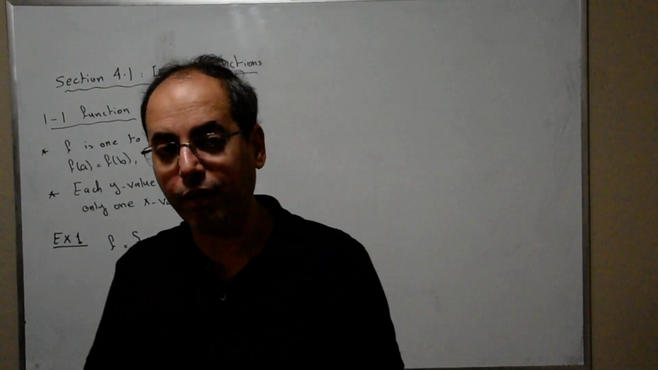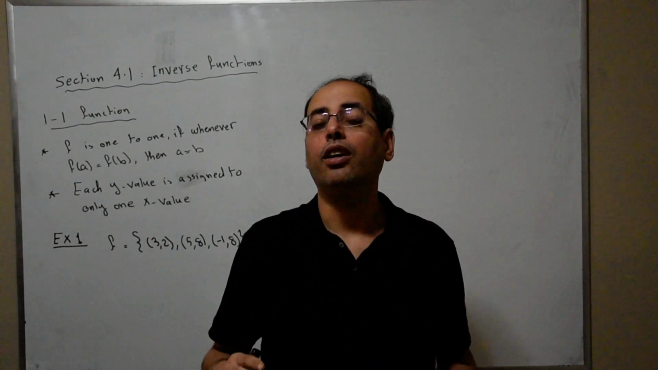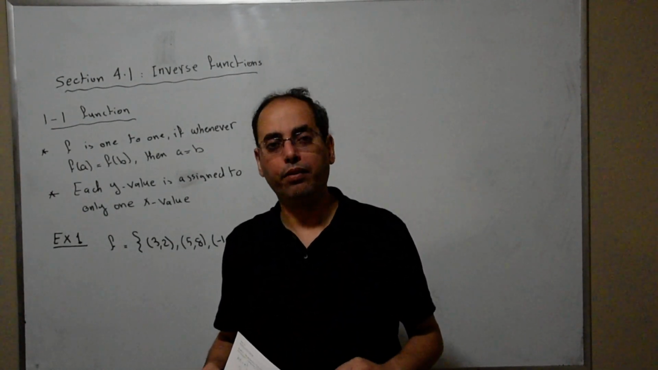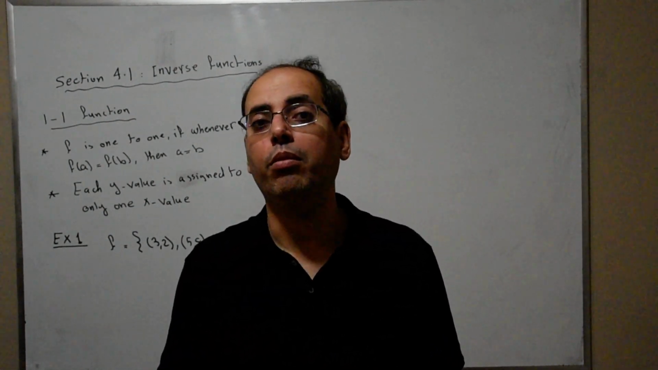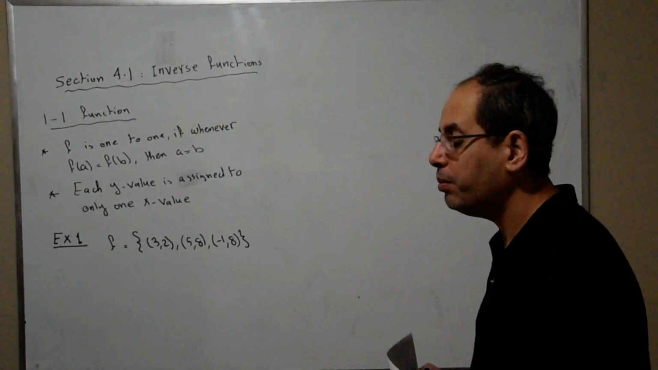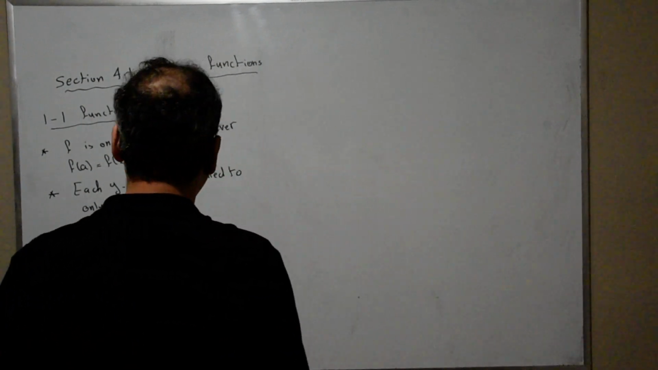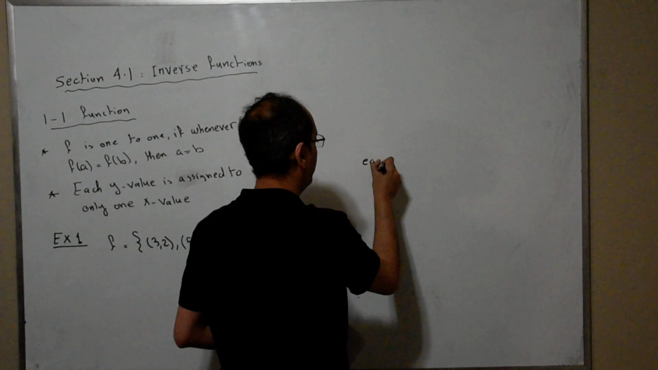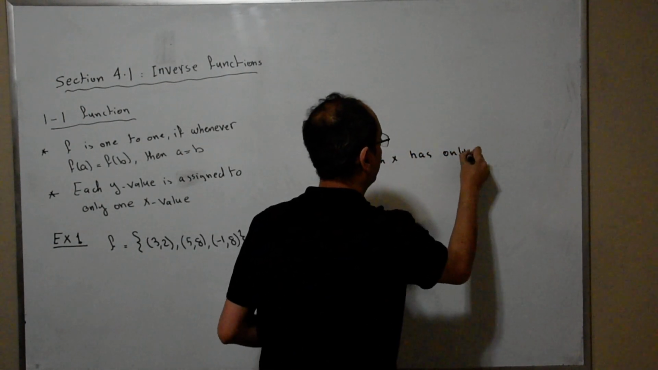Before going to the inverse function, we have to discuss some properties or some conditions that must hold for the inverse function. The first property is that the function must be one-to-one. What does one-to-one mean? Before, we talked about a function, where each x has only one y value.